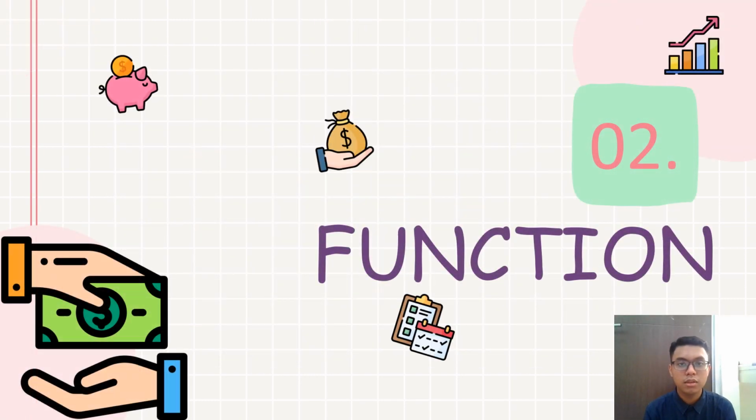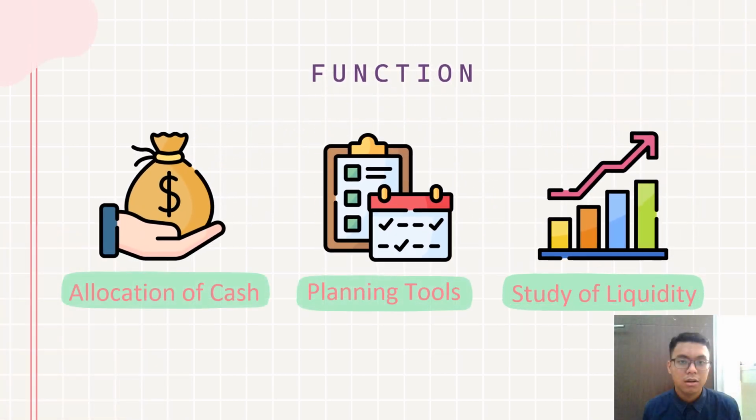Then I'll move to the function of the cash flow statement. What is the function of the cash flow statement? First, allocation of cash. Allocation of cash paints a picture of how company operations are running, where its money comes from, and how money is being spent.